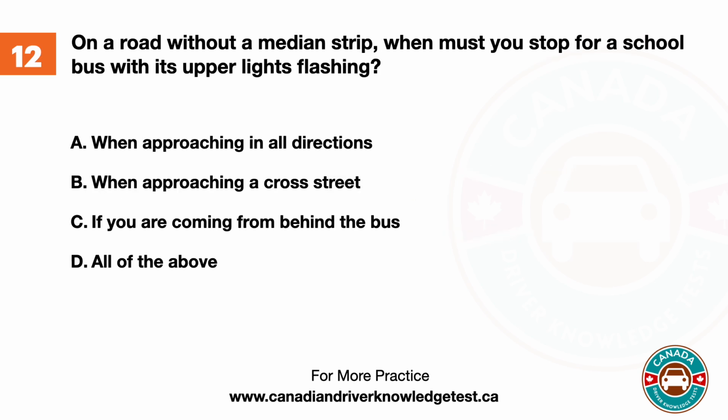Question 12. On a road without a median strip, when must you stop for a school bus with its upper lights flashing? A. When approaching in all directions. B. When approaching a cross street. C. If you are coming from behind the bus. D. All of the above. The answer is C. If you are coming from behind the bus.